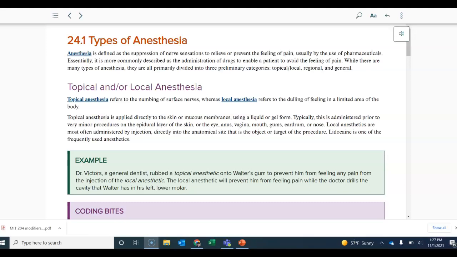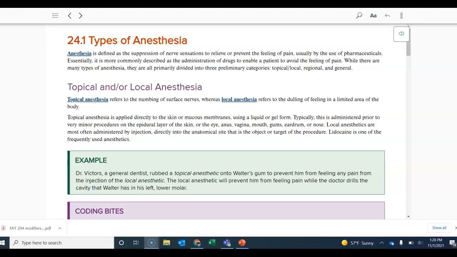So now we're moving on to anesthesia. Anesthesia, as you know, is defined as suppression of nerve sensations, okay? First thing I want you to do is turn to page 71 in your CPT book. Okay, so there's several types of anesthesia. There's topical or local. Topical meaning putting on the skin. Local, limited area. So think of like a dental procedure where they numb your gum, okay?